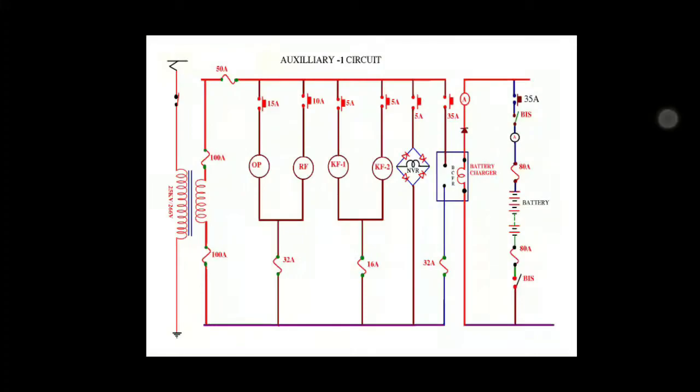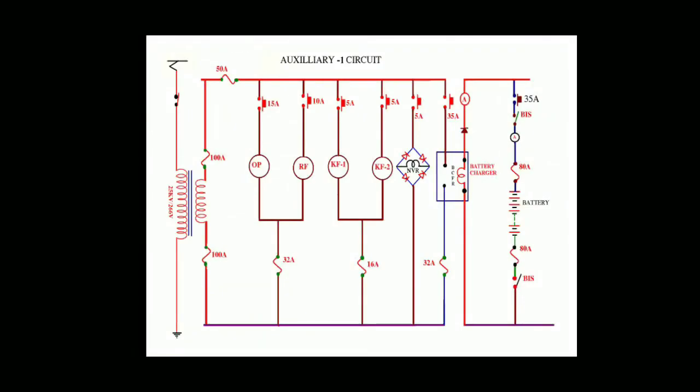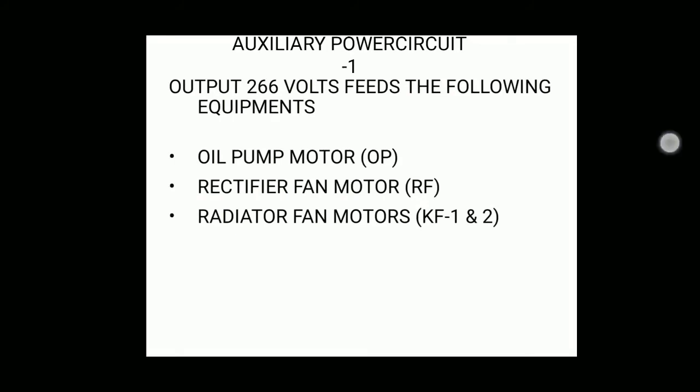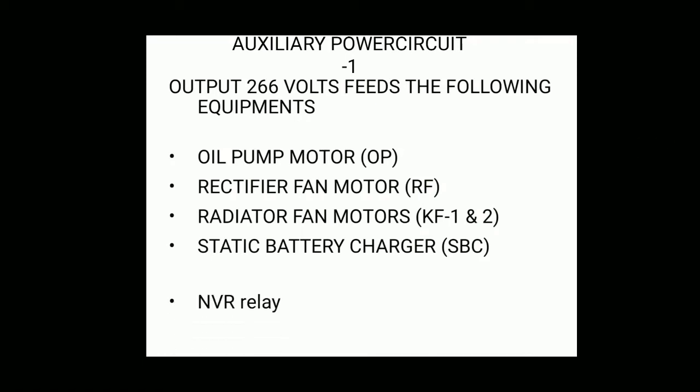Let us once again see auxiliary power circuit 1. Auxiliary power circuit 1 gets a supply as soon as the motor coach is energized and the output is 266 volts AC. The equipment connected to the auxiliary power circuit are oil pump motor, rectifier fan motor, radiator fan motors 1 and 2, static battery charger, and no voltage relay.